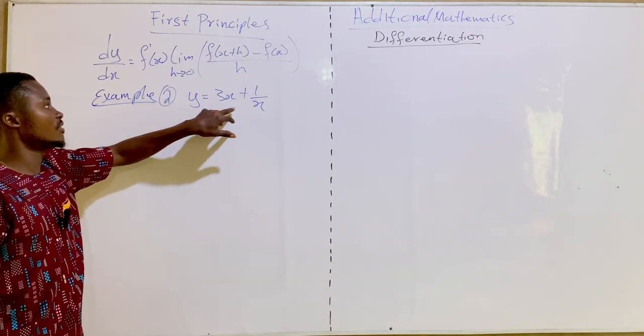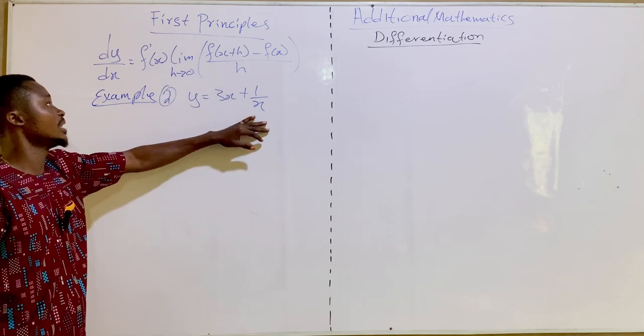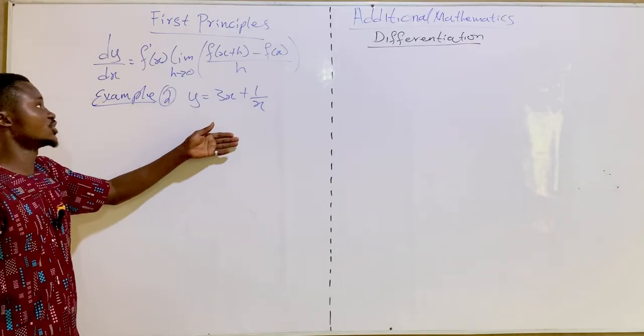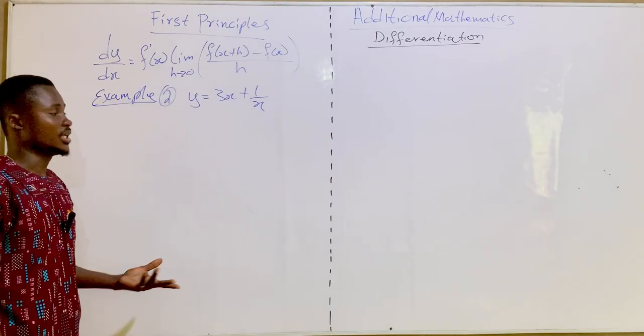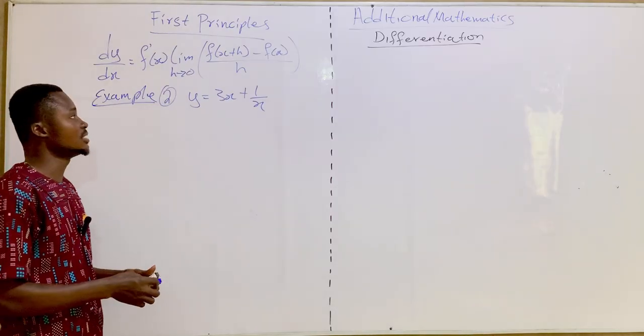In this question, wherever you see x, we shall substitute x plus h over there, and then at the final solution, wherever we have h in it, we substitute 0 into the function. So let's get into action and see how it is done.